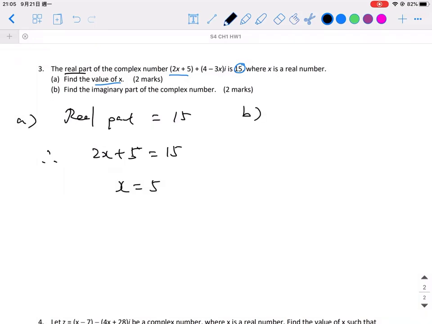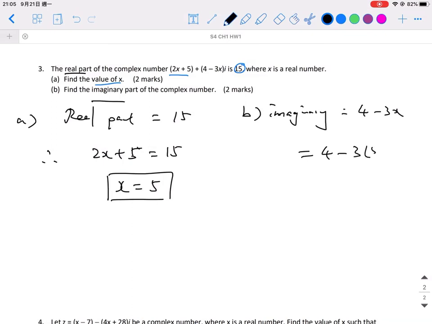And for part B, find the imaginary part of the complex number. As we know, the value of x is 5, so imaginary part should be equal to 4 minus 3x, and just substitute x equal to 5, therefore 4 minus 3 times 5, which is -11. Remember, no need to write down i.